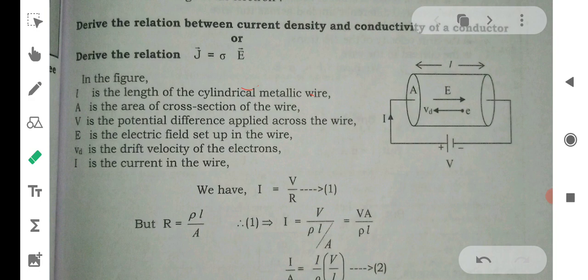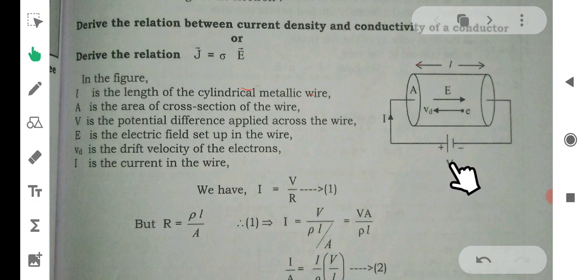To derive the current density, the figure is already there. L is the length of the cylindrical metallic wire, and A means area of cross section of the wire. I am indicating this A, the area of cross section of the wire.